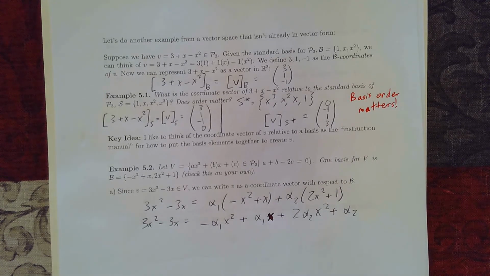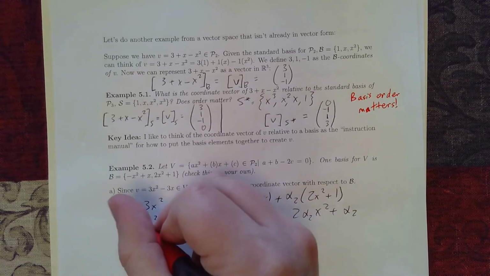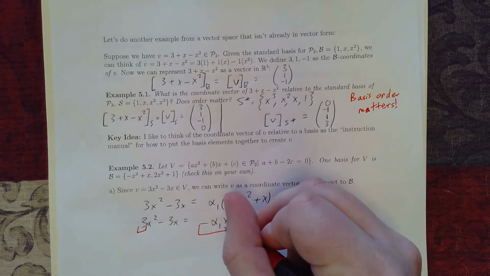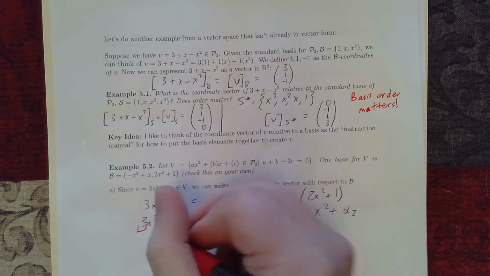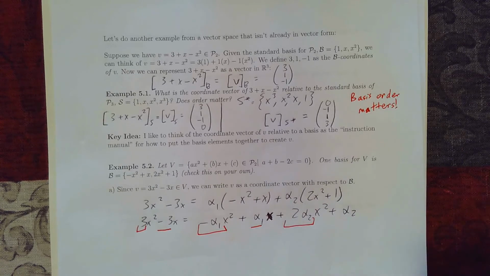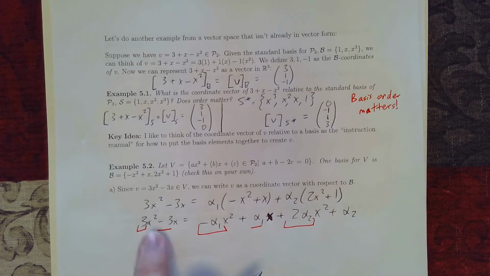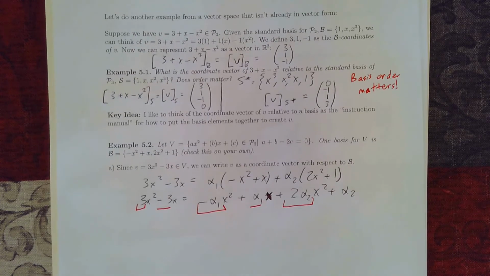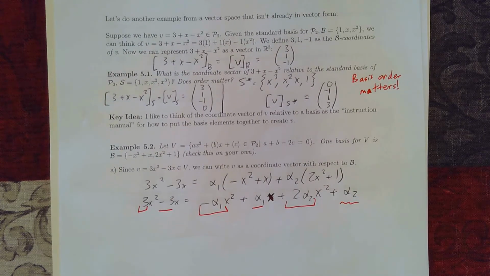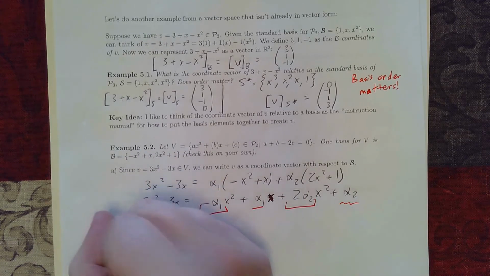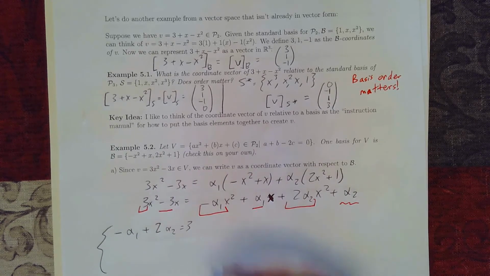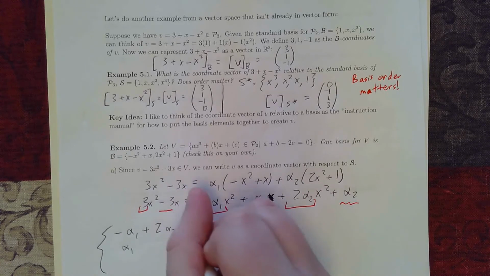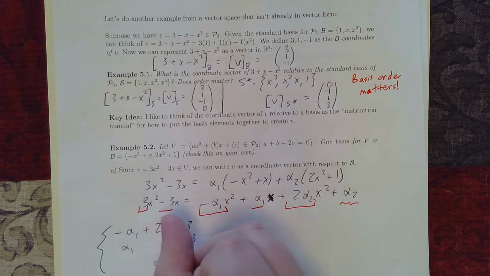All right, so again, when we're setting up linear combinations for these polynomials, we're looking at the coefficients. So the 3 should match up with the negative alpha 1 plus 2 alpha 2. The negative 3 in front of the x should match up with the alpha 1 here. And then we don't have a term over here that's just a constant, so we'll assume it's 0, and we have to set that equal to our alpha 2. So then, looking at our system of equations, we get negative alpha 1 plus 2 alpha 2 equals 3, alpha 1 equals negative 3, and alpha 2 equals 0.